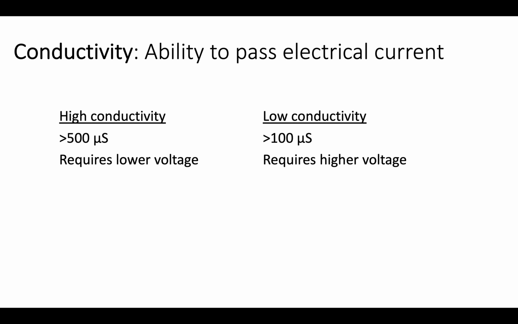What conductivity is really getting at is how many ions are in the water. So when you have a lot of ions in your water, ions being positively or negatively charged molecules or atoms, higher conductivity means you have more ions, which means that it passes electrical current more efficiently. So when you have high conductivity water, which is defined as greater than 50 microsiemens, you need to turn down the settings on your backpack electrofisher. Otherwise, you're going to totally fry your fish because high conductivity water is going to pass electricity a lot more efficiently than low conductivity water.